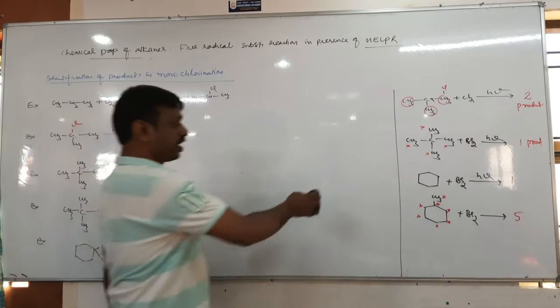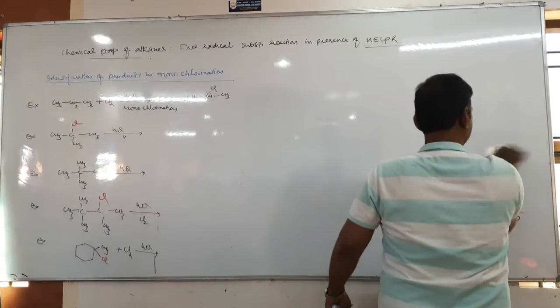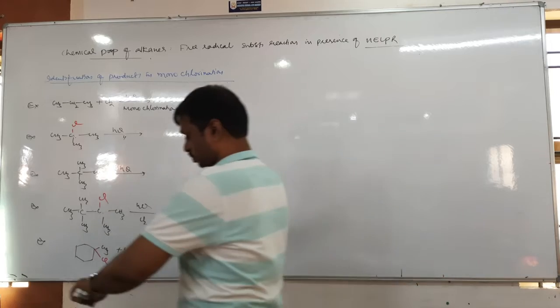Okay, so identification of monochloro product is also important. Next is nitration.